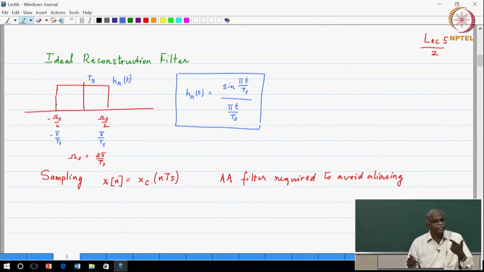The anti-aliasing filter, if I am going to sample at omega s, what are the requirements of that? It is also a brick wall filter going from minus omega s by 2 to omega s by 2. The only difference is it does not have a scale factor of Ts, but in terms of the spectral properties, they both are exactly the same. So, in the ideal case, the anti-aliasing filter is linked to the ideal reconstruction filter.